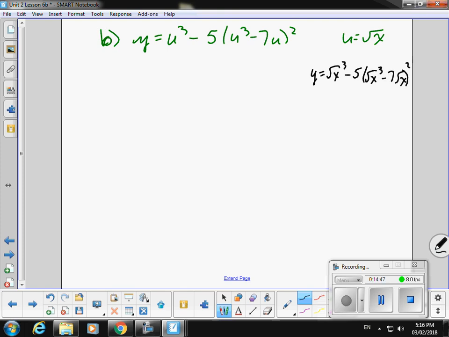That's really, really ugly. So somebody said, okay, I see root x's everywhere. Let's make u equal to root x. And then we'll have a little bit nicer function to deal with. Not overly, but a little.